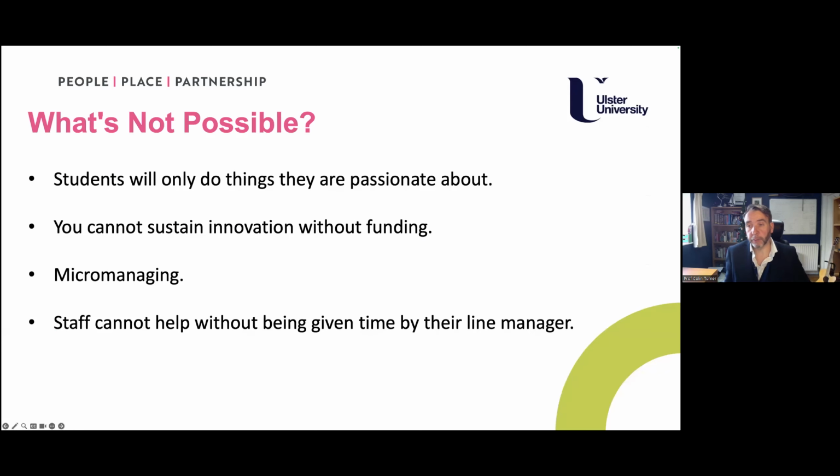There's things that you can't really do. You can't really get students to do things that they don't really care about. You're going to have to try to find some money for this, but that money is actually relatively small amounts. You can't get success without giving some staff support, in my opinion, but that staff support can't be micromanaging. You've got to give some space.